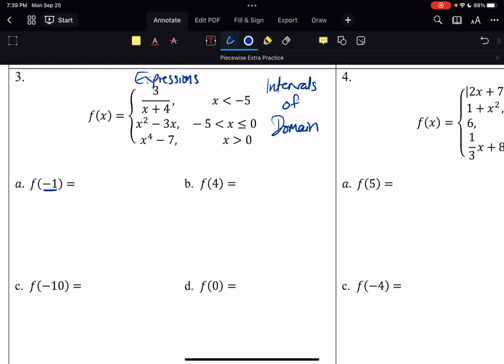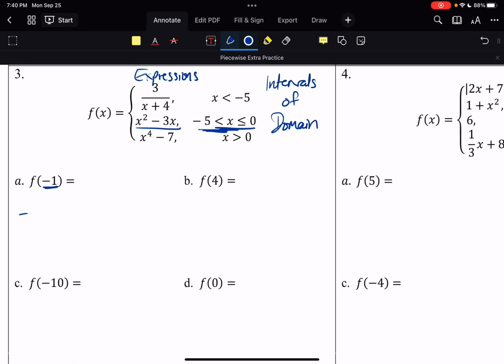So if I go to f of negative 1, it falls in my second interval, from negative 5 up to and including 0. So it follows the rule of x squared minus 3x, and evaluating it, we're just going to substitute that in. So it gets me negative 1 squared minus 3 times negative 1. Negative 1 squared is a positive 1. 3 times negative 1 is negative 3. Minus minus becomes a plus. So 1 plus 3 is 4.